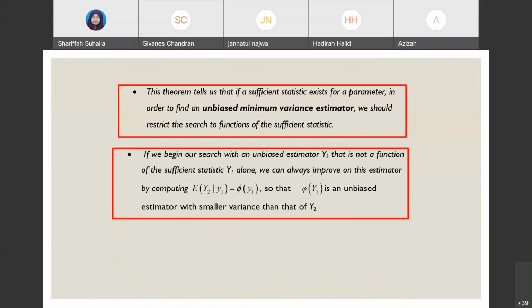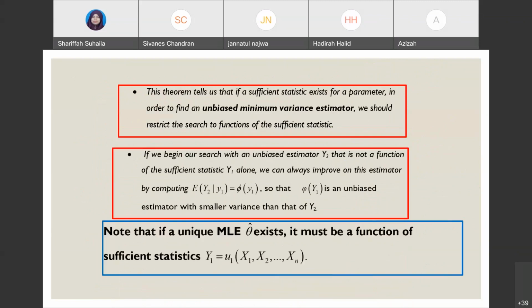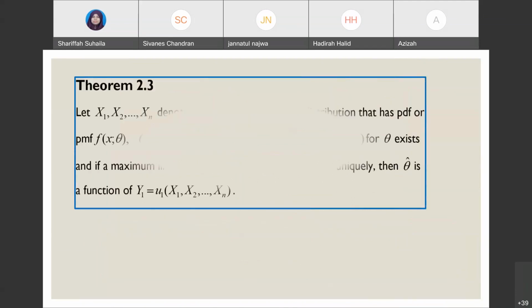Okay, and then how is this related to MLE? Again, if we start with the procedure for the likelihood function, we set up the joint PDF, and then we differentiate with respect to the parameter, set it equal to 0, and solve, then we get the MLE. So MLE also can be a function of a sufficient statistic. This is the theorem.